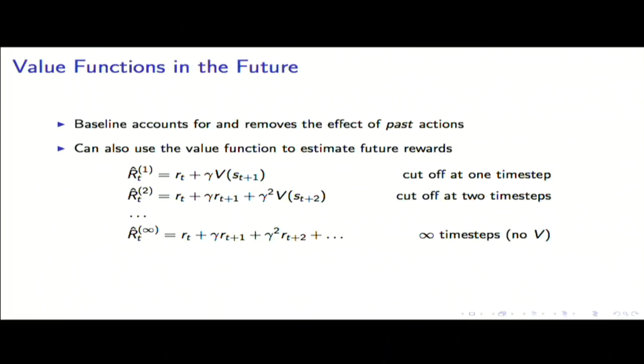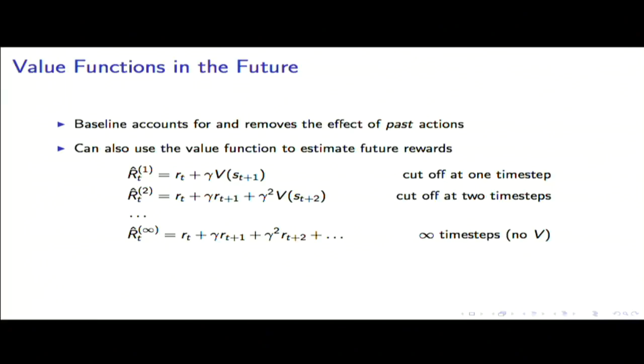Here's the estimate of the returns we were using before. This is just the definition of the discounted return, so it's the discounted sum of rewards. What we can do is replace part of this sum of rewards by the value function, the state value function V, or an approximation of the state value function. Here we're replacing this whole sum starting at t plus 1 with the state value function. Or we can start at r sub t plus 2, and we get this expression, and so on.